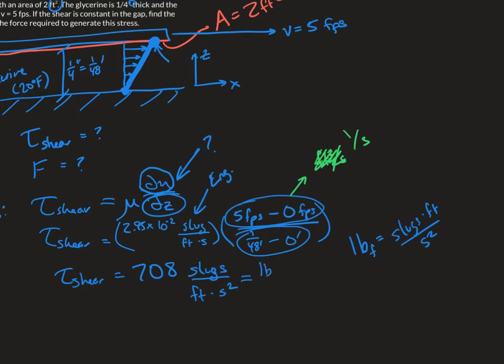Well, let's not forget the number. Why won't you let me erase? So resistant. 708 pounds per foot squared, or PSF. As you will often see me write this, 708 PSF. I like to report 3 significant figures, so we're good here.